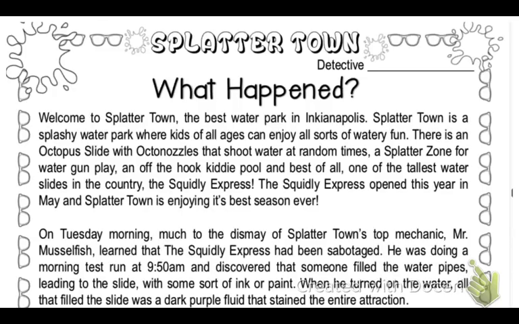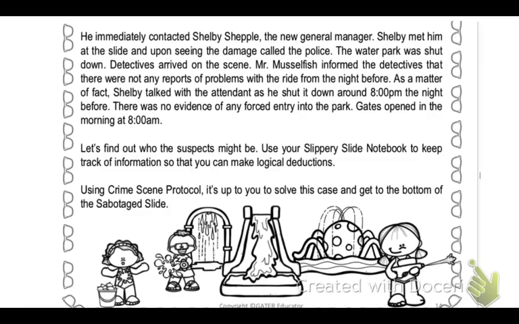So, what is the case and what actually happened? Well, welcome to Splattertown, the best water park in Indianapolis. Splattertown is a splashy water park where kids of all ages can enjoy all sorts of watery fun. There is an octopus slide with octonozzles that shoot water at random times, a splatter zone for water gun play, an off-the-hook kiddie pool, and best of all, one of the tallest water slides in the country, the Squidly Express. The Squidly Express opened this year in May, and Splattertown is enjoying its best season ever.